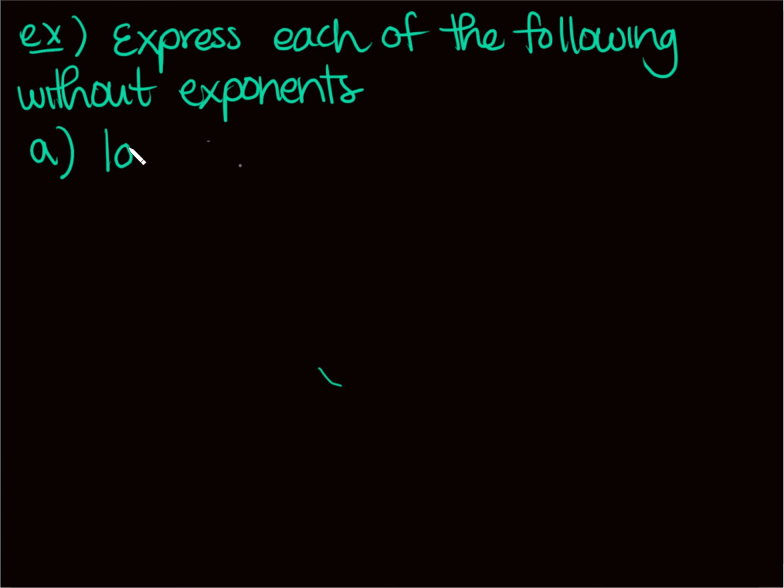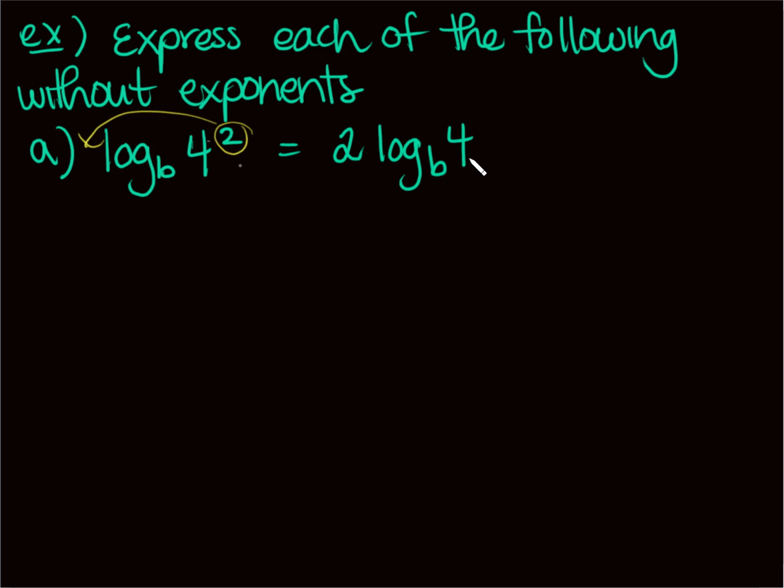So what if I had log base b of 4 squared? I don't know what base b is. It doesn't even matter. What I'm trying to do is use this power rule. What does the power rule tell me to do? Take that exponent, throw it in front, and call it a day. So this is 2 log base b of 4. Isn't that pretty amazing? It really simplifies things.